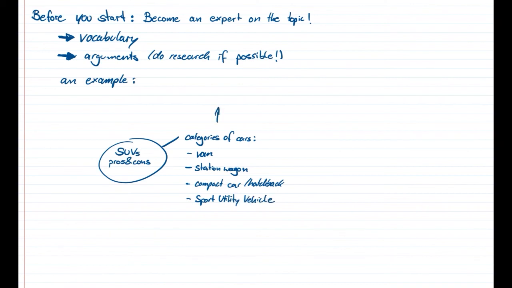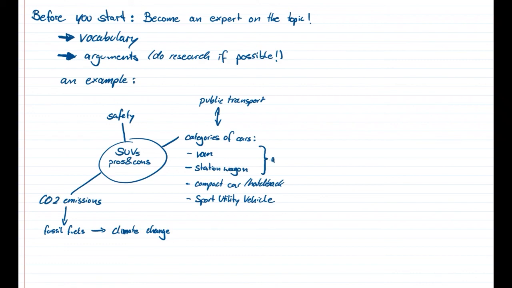When we talk about cars, it might be helpful to know that public transport is the opposite of the individual traffic. Then words such as CO2 emissions, fossil fuels can help when we have arguments concerning the climate change. Safety might be a pro argument. Then I wrote down what might be an alternative to SUVs. So for example, vans or station wagons could be used. I also found some statistics that prove that SUVs are very popular at the moment. There was an increase of 100% between 2014 to 2018.